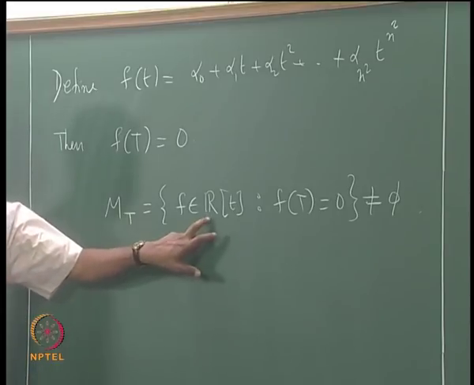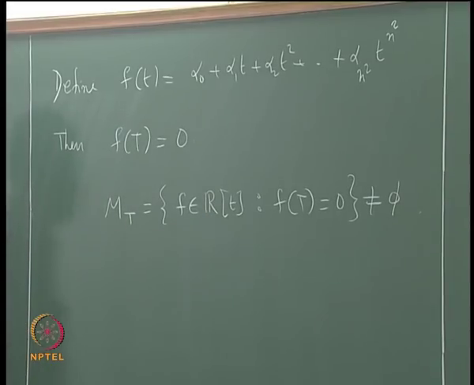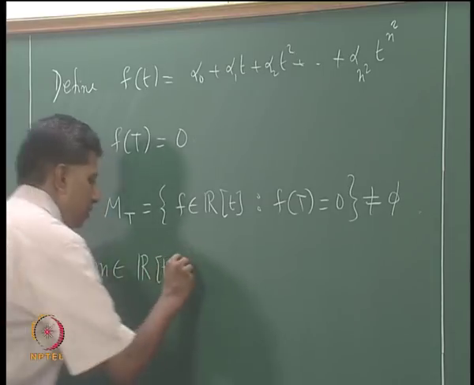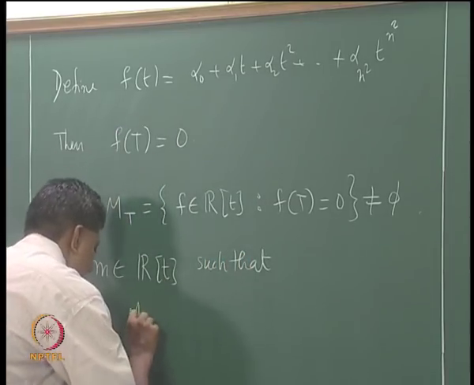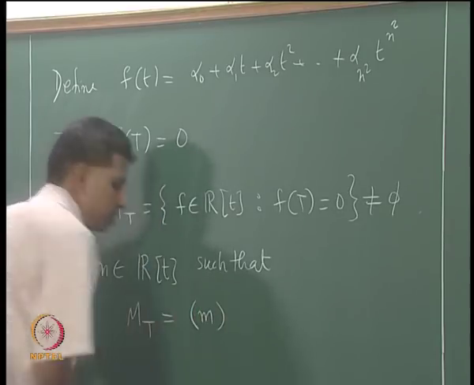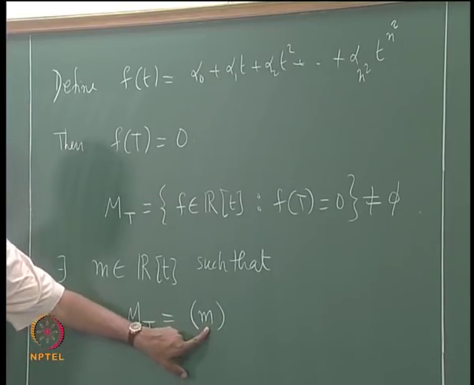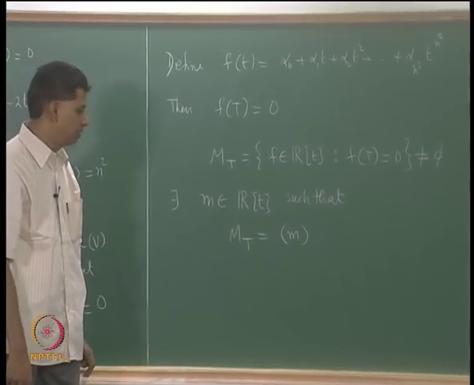This is a subset of R[t]. This is a subring, and it also has the property that it is an ideal in R[t]. R[t] is a Euclidean domain, also called a principal ideal domain. F[x] over the variable x is a principal ideal domain. Principal ideal domain means that every ideal is generated by a unique element. So there exists m in R[t] such that this M_T is generated by this m. That is, every polynomial in M_T is a multiple of this little m.